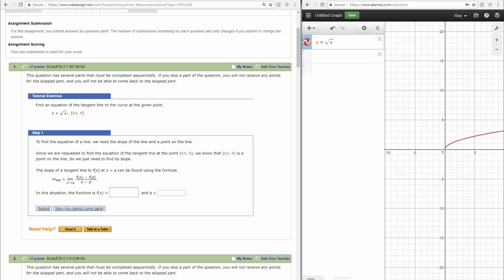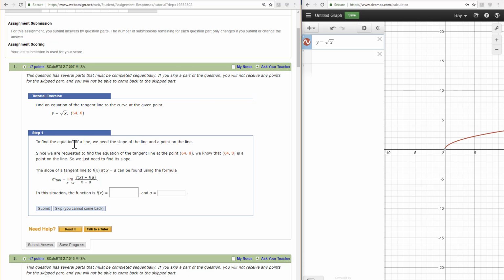Let's do a problem from your lab assignments. This is from section 2.7. It says here: find an equation of the tangent line to the curve at the given point. So the given point is (64, 8).